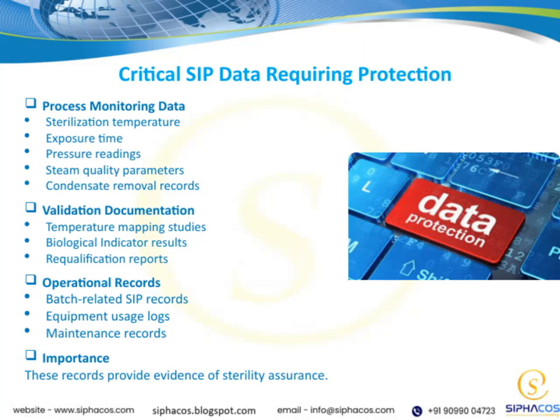When it comes to protecting SIP data, there are a few critical categories we need to focus on. First, process monitoring data, things like sterilization temperature, exposure time, pressure readings, steam quality, and condensate removal. Then, validation documentation including temperature mapping studies, biological indicator results, and requalification reports. Finally, operational records, batch-related SIP records, equipment logs, and maintenance histories. All these records are vital because they provide the evidence we need to assure sterility.